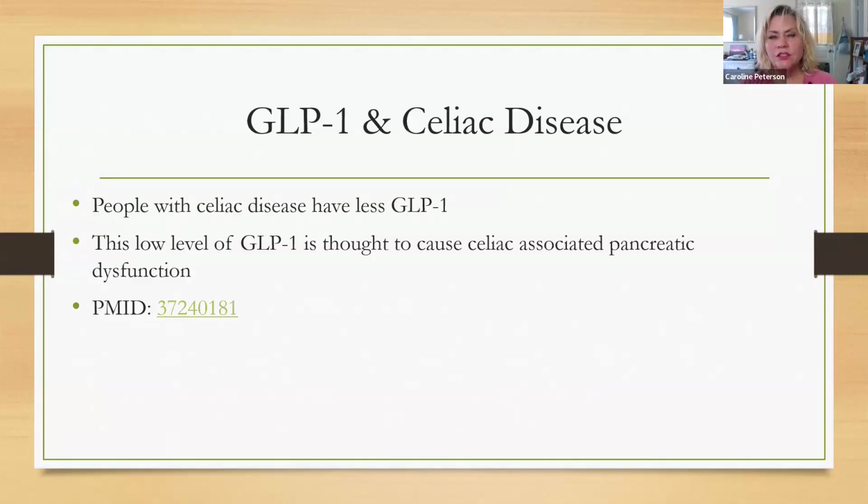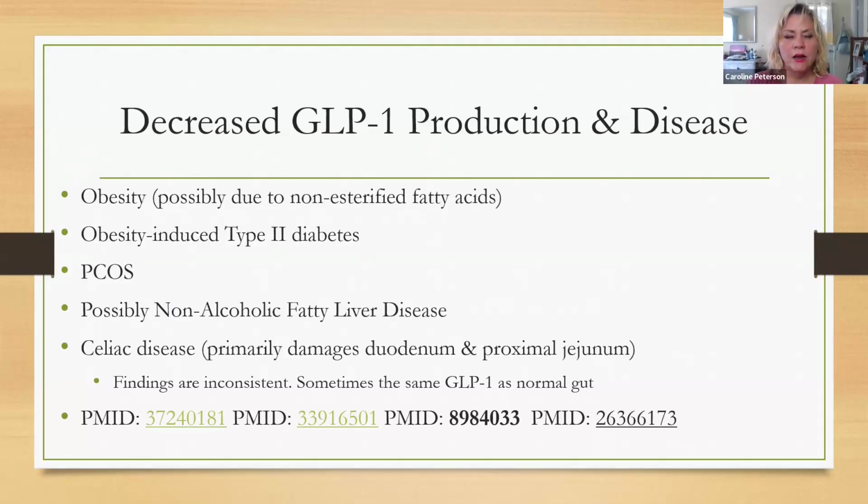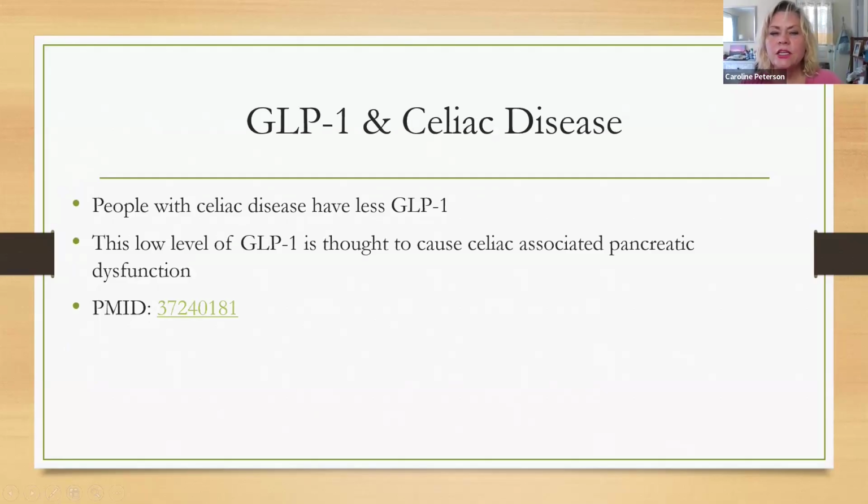So the evidence on the celiac disease is a little bit mixed. Some of the studies say they have less GLP-1, some say they have a normal amount. And so it's a little bit mixed here. The findings are inconsistent. But the idea is that if there is a decreased amount in some people, then that seems to be related to pancreatic dysfunction in those folks who have celiac disease.